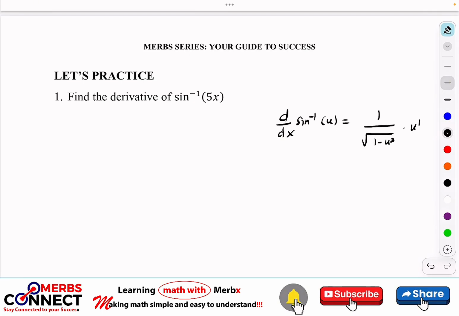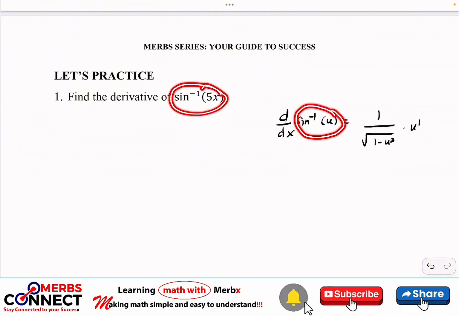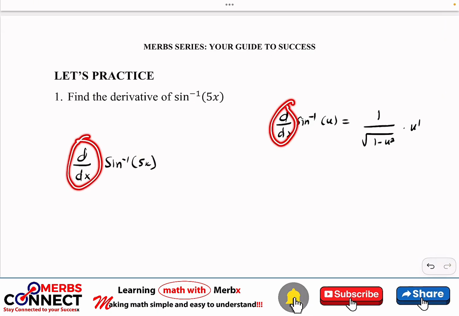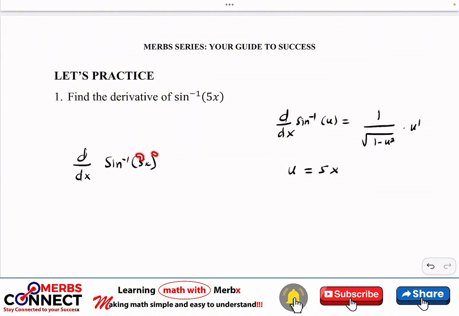Sine inverse, yeah. So I compare this with this because that's what I'm taking the derivative for. I want to take the derivative of x and sine inverse of 5x. You see that this one is here and my sine inverse is also here. So my u is 5x. Let's do what is here. I need u equal to 5x as compared to what is here.